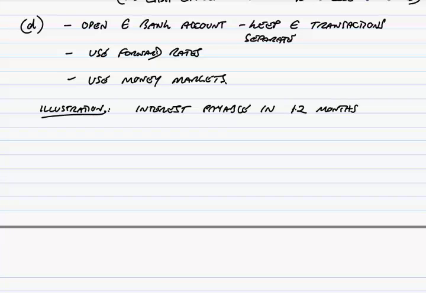And how much interest is payable? We've raised 6.5 million euros. The interest is 8% a year, but it's payable on a 6-monthly basis. So the interest payable in 6 months would be €260,000.